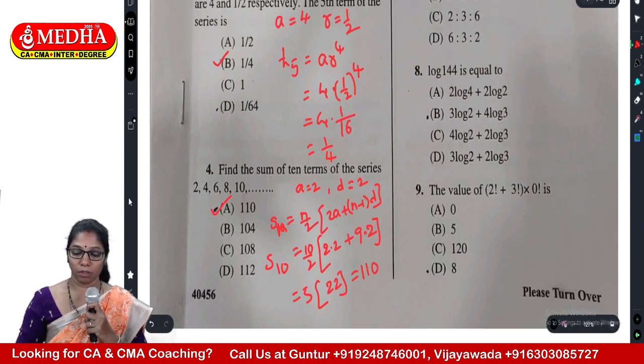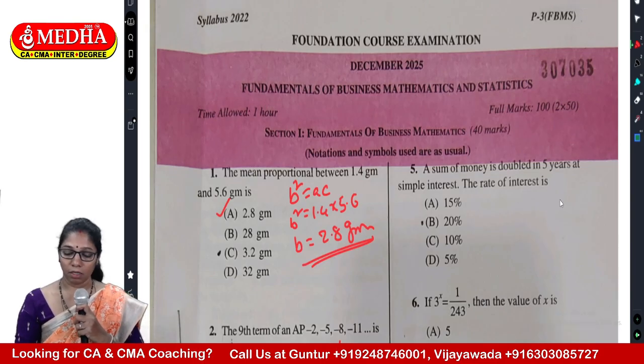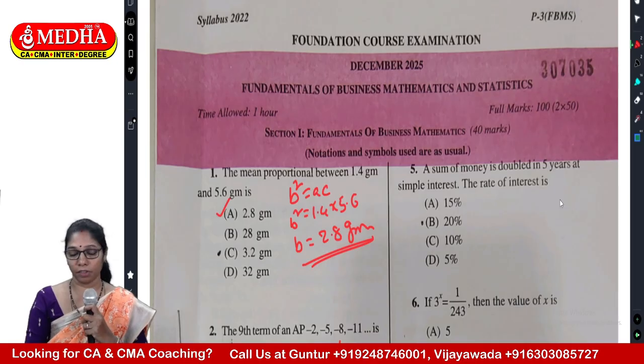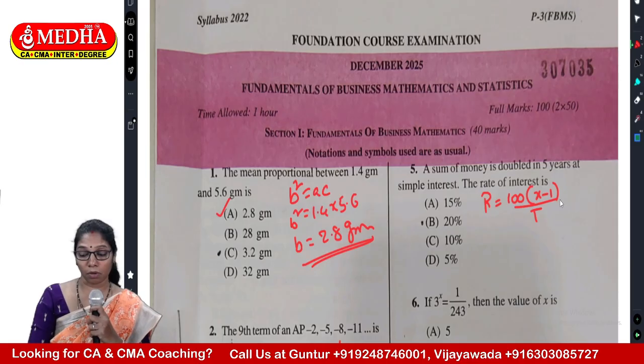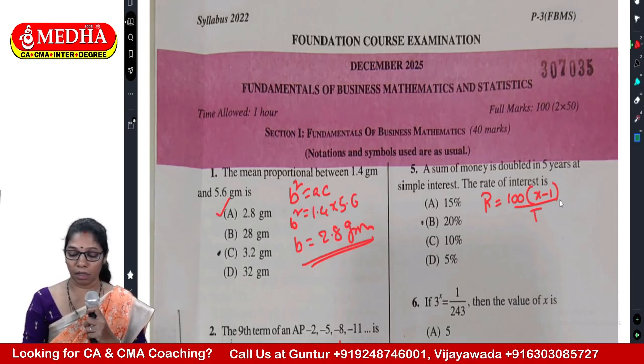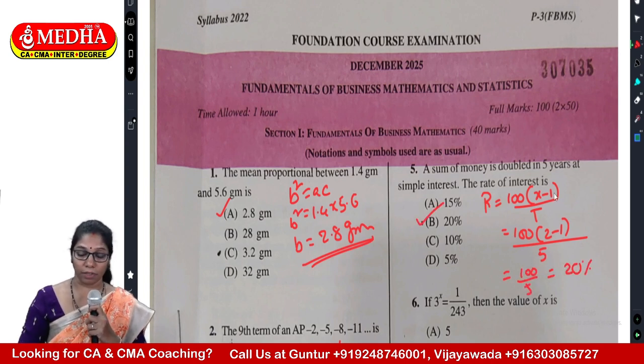Next, question number 5. A sum of money is doubled in 5 years at simple rate of interest. What is the rate of interest? So the sum is doubled in 5 years. 1 lakh becomes 2 lakhs in 5 years, at what rate of interest? That is R is equal to 100 of x minus 1 by t. X is nothing but the multiple number of principal. Since the principal is doubled, that is 100 of 2 minus 1 by time, which is 5 years. 100 by 5 is 20%. So the rate of interest is 20% per annum.